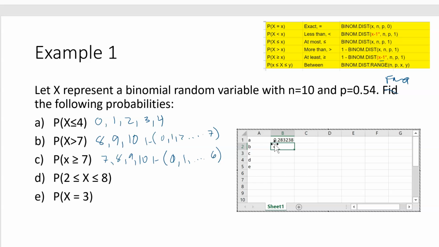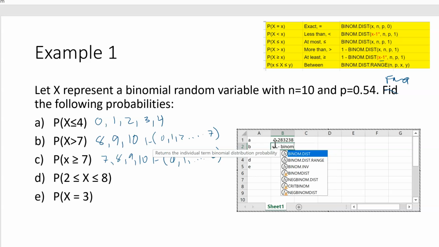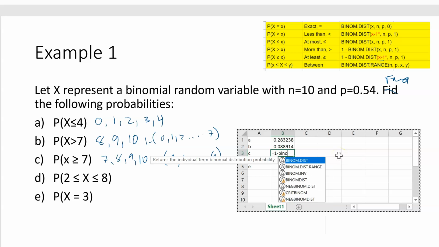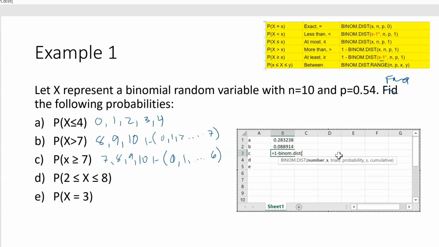All right, we can try this next one. Greater than 7. Remember, it's greater than, so we're going to do 1 minus the binomial distribution of. Now it's greater than 7, so that was 8, 9, 10. So we can actually say 7 is included in this one. 7, 10, 0.54, and cumulative. And that's the probability. For C, x is greater than or equal to, so that's 1 minus binomial distribution. We included 7 originally, so we're only going to go to 6 this time. So for greater than or equal to, we go to 6, 10, 0.54, and 1. That's the probability for C.